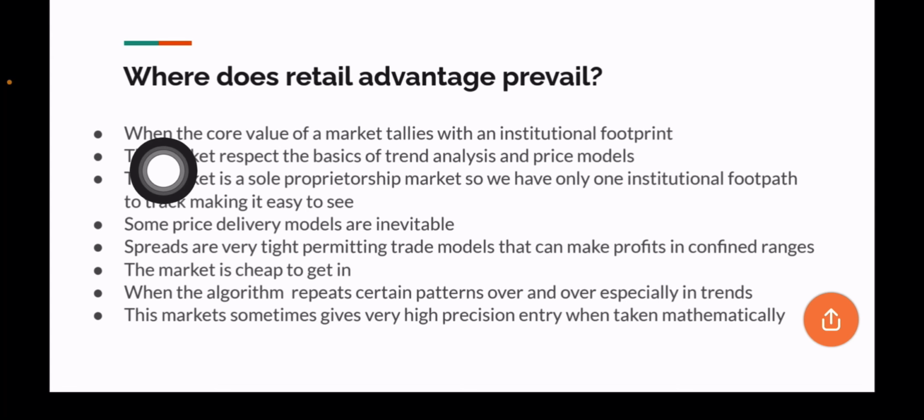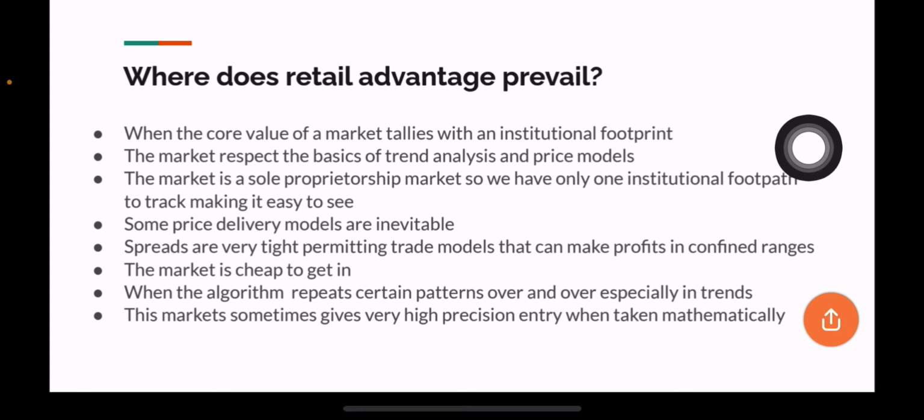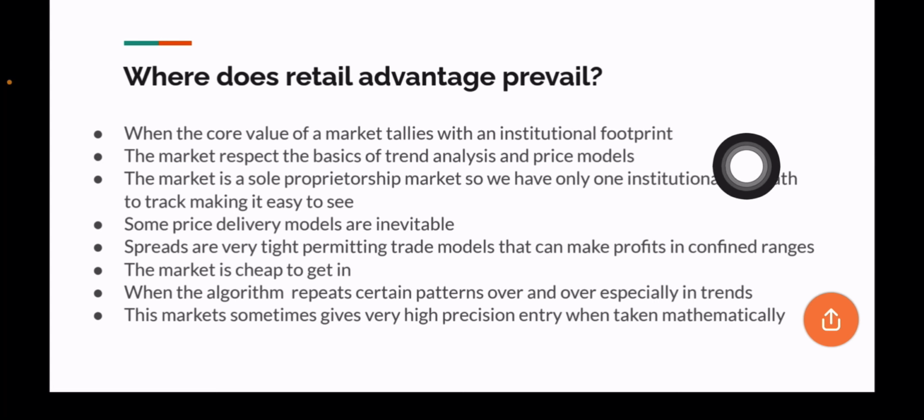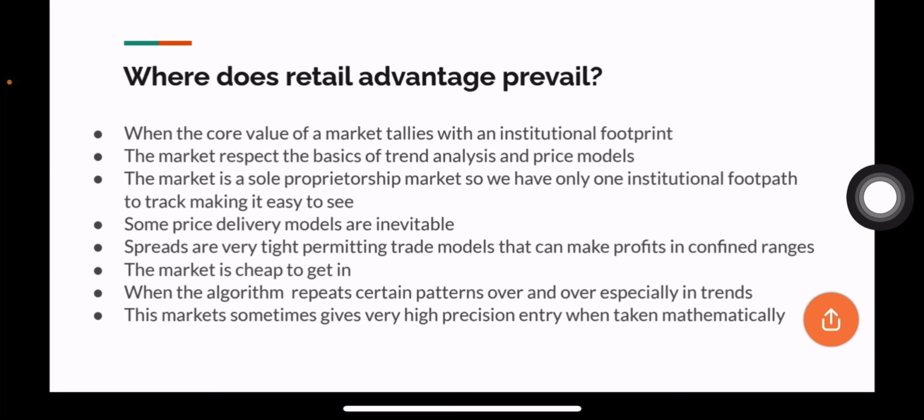Then the second one is the market respects the basics of trend analysis and price models. Another one is the market is a sole proprietorship market, so we have only one institutional footprint to track, making it easy to see. This is not like Forex, where you have many institutions participating, trading against themselves. Now we only have a market of the proprietors and the retail. So we don't have so many institutions to actually track footprints of.